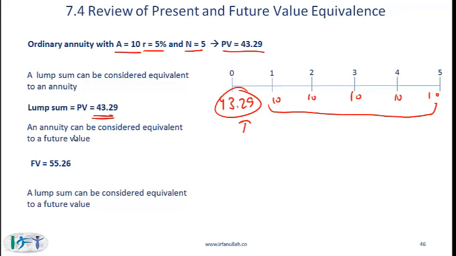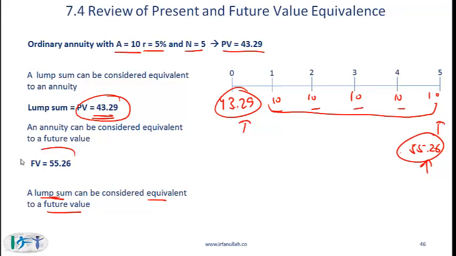Also, an annuity can be considered equivalent to a future value. If you take this annuity and compute the future value over here, you will get 55.26. What that means is between an annuity shown here and a value of 55.26 at time 5, you would be indifferent. So that means that 43.29 and 55.26, so this money at the end of 5 years, 43.29 at time 0, these two numbers are also equivalent given a rate of 5%. So a lump sum can be considered equivalent to a future value.